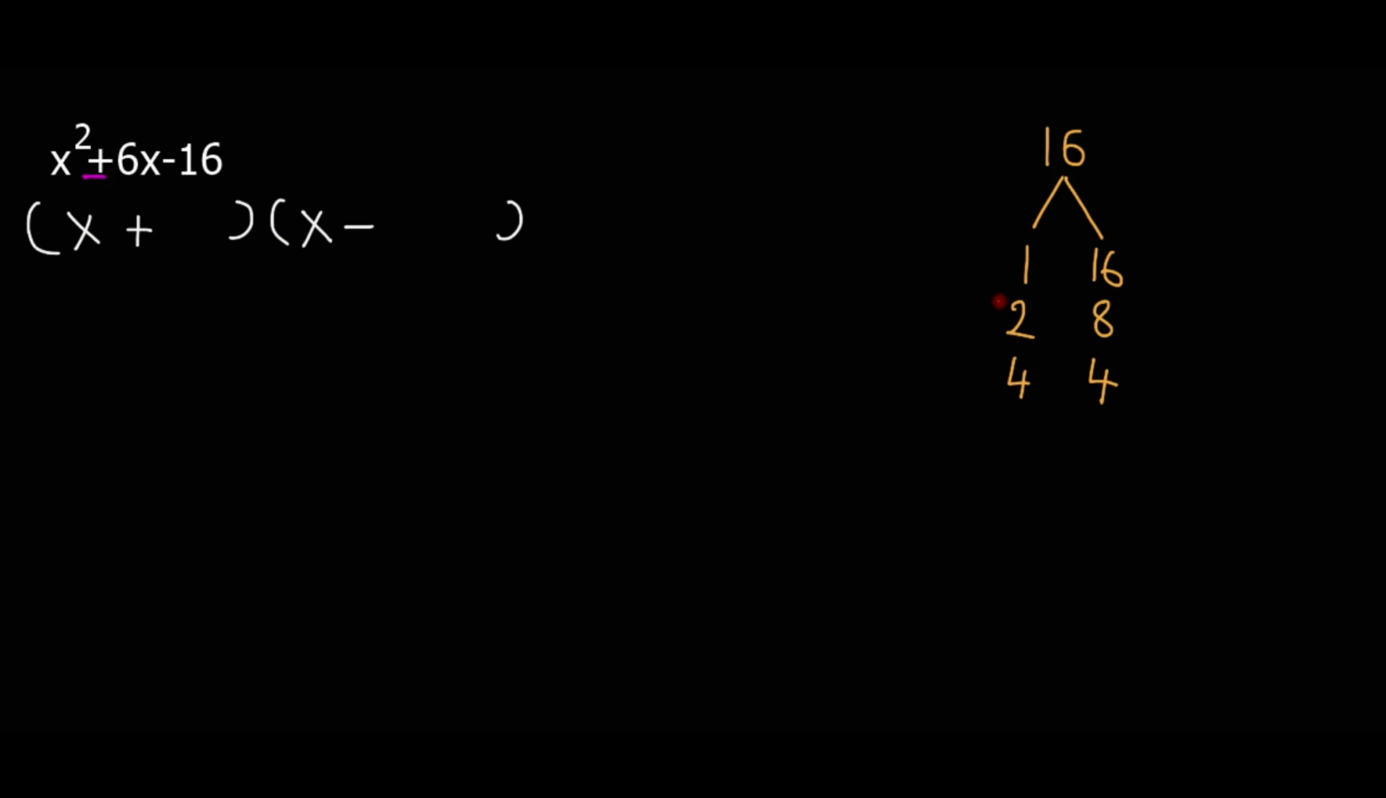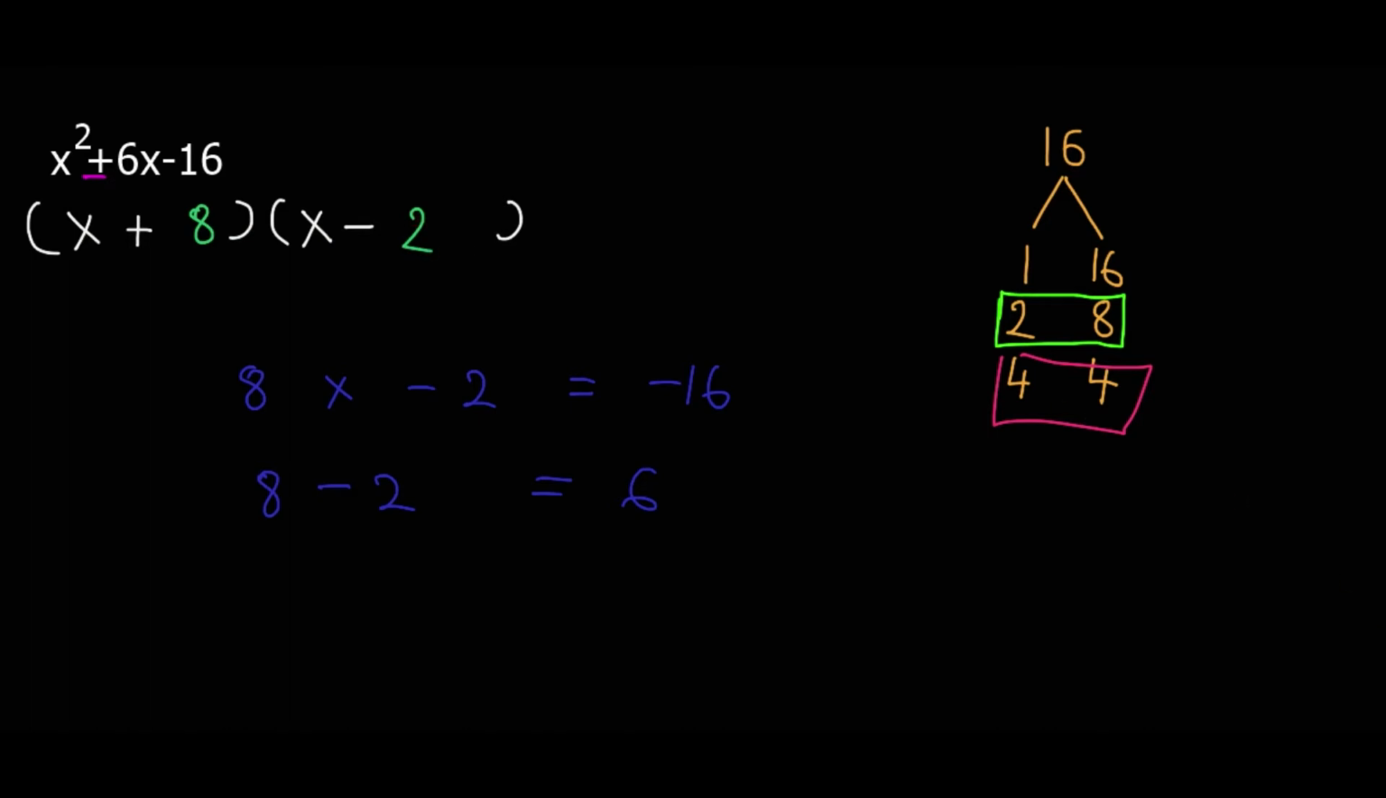I think we use 2 and 8. Remember we have a positive and negative sign, so positive 8 times negative 2 gives us negative 16, and then 8 minus 2 gives 6, so we will use 2 and 8. But if we use 4 and 4, 4 times 4 will give 16, but it cannot give us 6. So we write 2 and 8, and always we know that the first bracket takes the bigger number, so this means we have 8 here and then 2 here, and this is our answer.